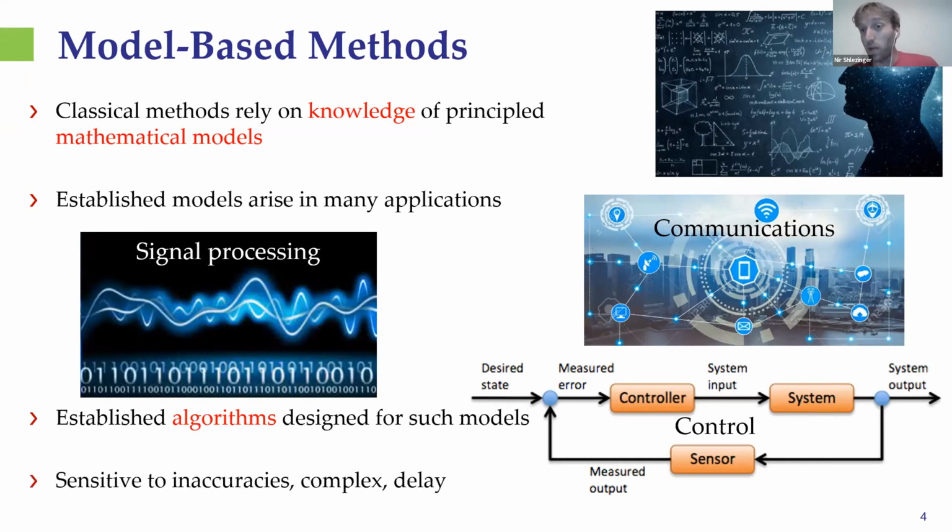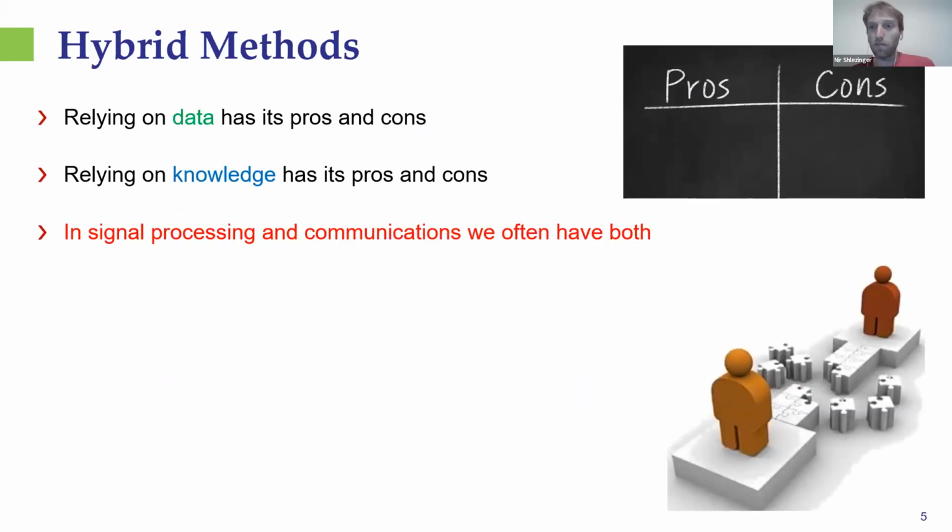Yet, when we have inaccuracies, when we have mismatches, it is well known that many of those methods which assume perfect knowledge of the underlying statistical model tend to fail. That indicates that relying on data, which is what machine learning and deep learning is mostly geared towards, has its pros and cons, and also relying on knowledge has its pros and cons.